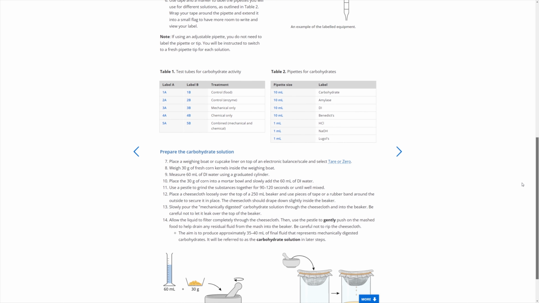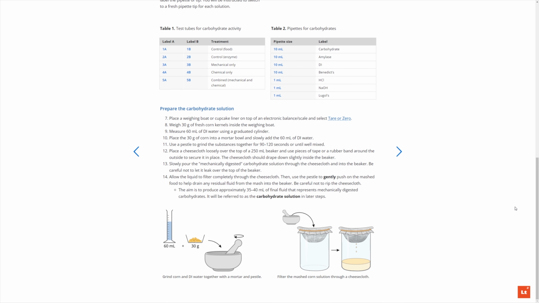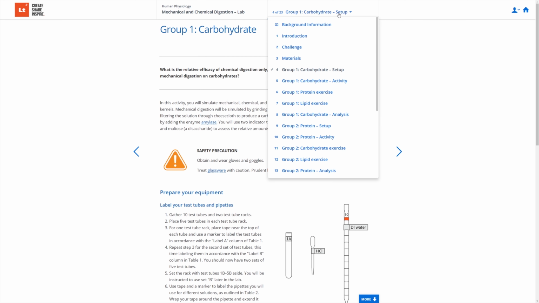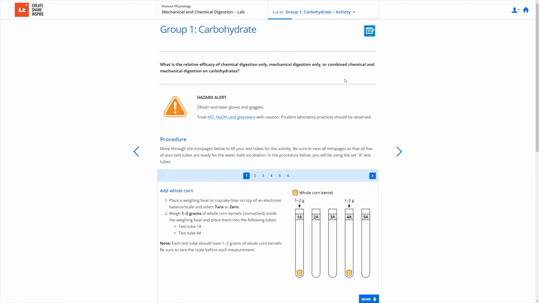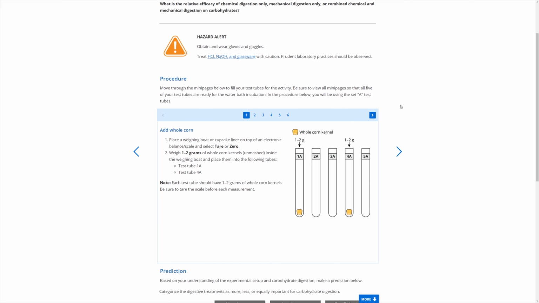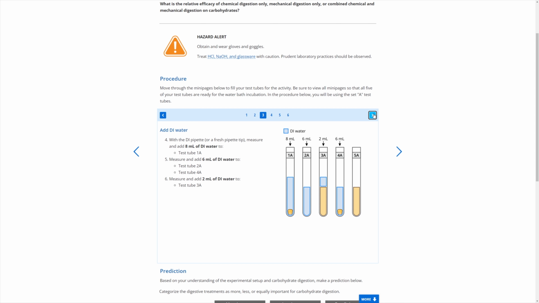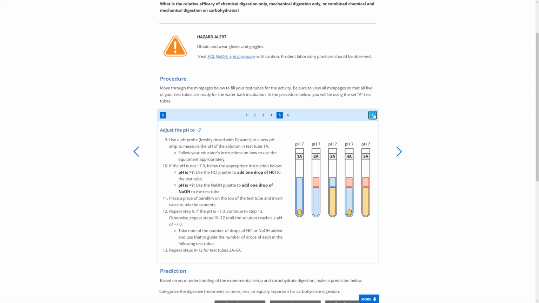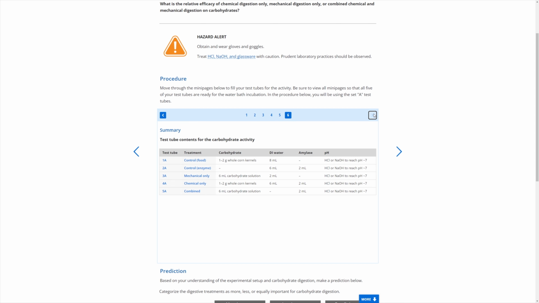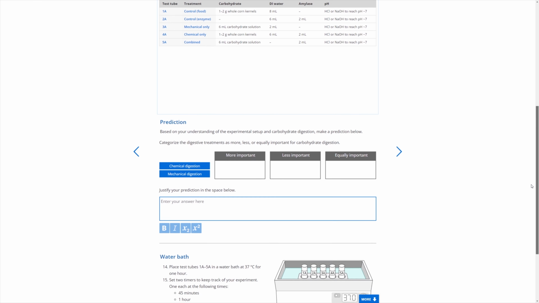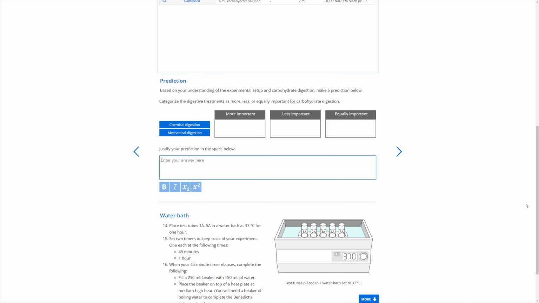For carbohydrates, students are asked to grind fresh corn with a mortar and pestle to simulate mechanical digestion. The warning on this activity page lets students know they will be working with strong acids and bases and then walks them through filling their test tubes with the appropriate digestive treatments, being sure to set up the appropriate controls. Now that they've set up their experiment, they are asked to predict and rate the importance of mechanical and chemical digestion on their food substance and explain the rationale.